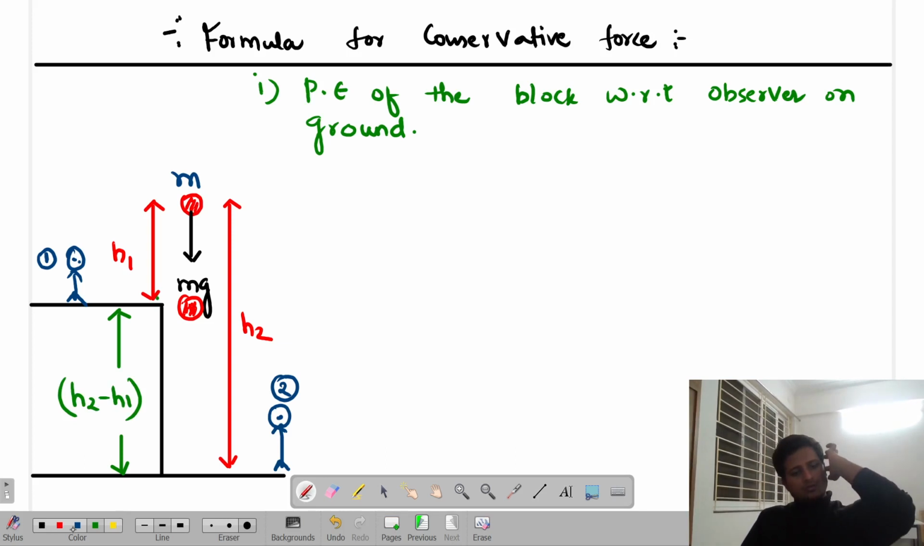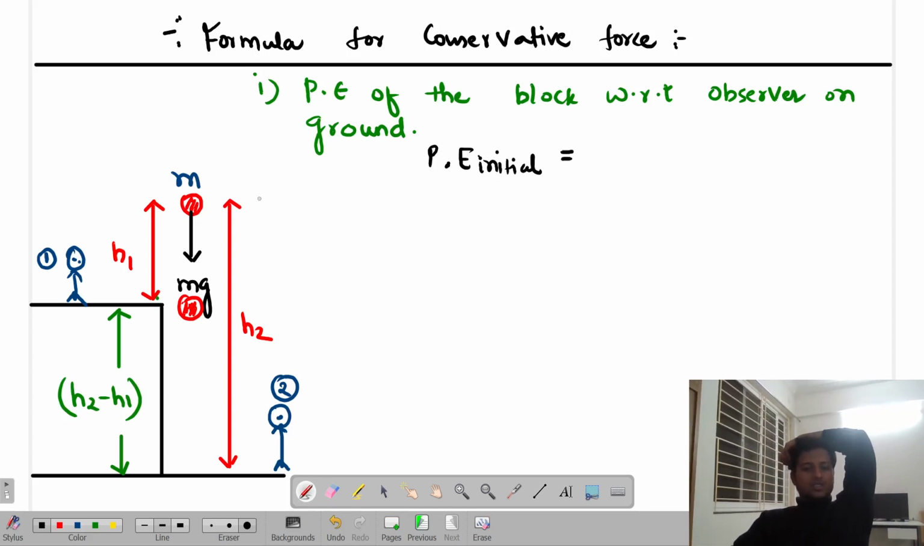ध्यान से देखो जरा, अगर मैं ग्राउंड के हिसाब से इसकी potential energy निकालूं, तो मान लो इसकी initial potential energy निकाली। So basically, if I talk about initial potential energy, this is my initial point and this is my final point. So the initial potential energy will be equal to how much? Mass m, basically potential energy का formula क्या होता है? mgh.